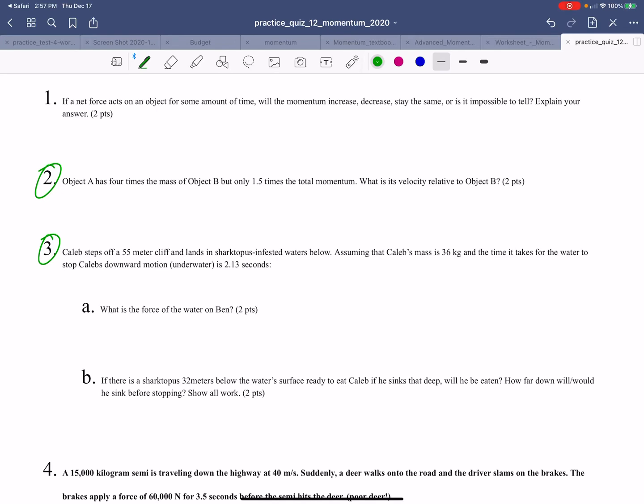Okay, I'm going to be doing a few problems from the practice quiz that I assigned on Thursday. So let's just get started. Number 2, object A has 4 times the mass of object B, but only 1.5 times the total momentum. What is its velocity relative to object B?